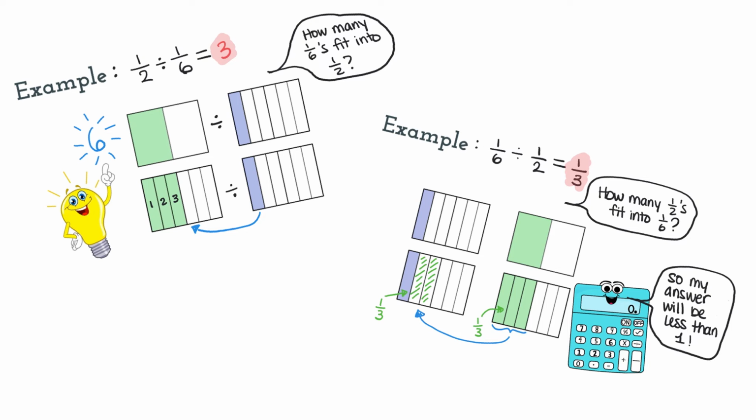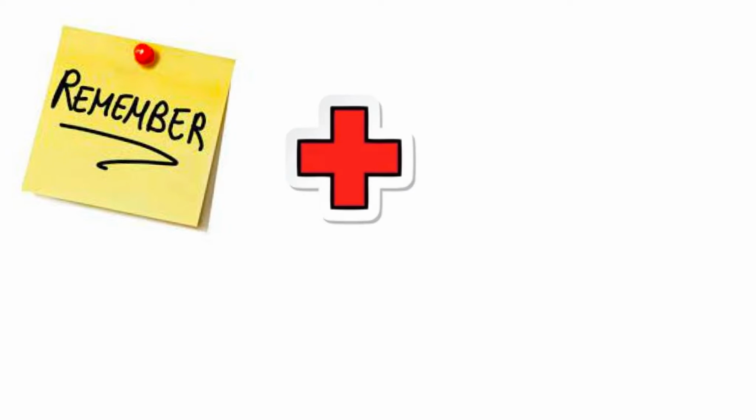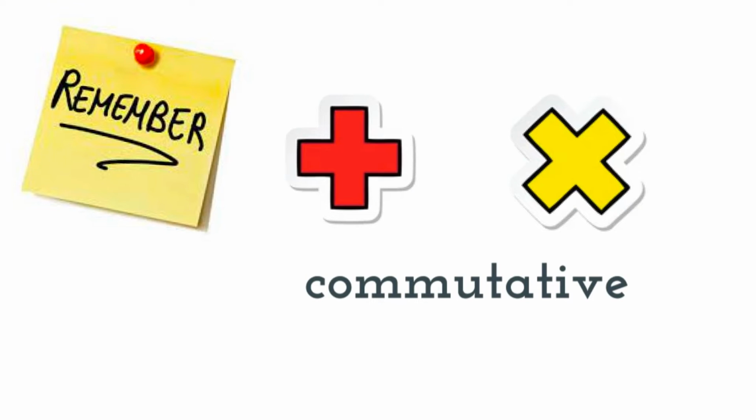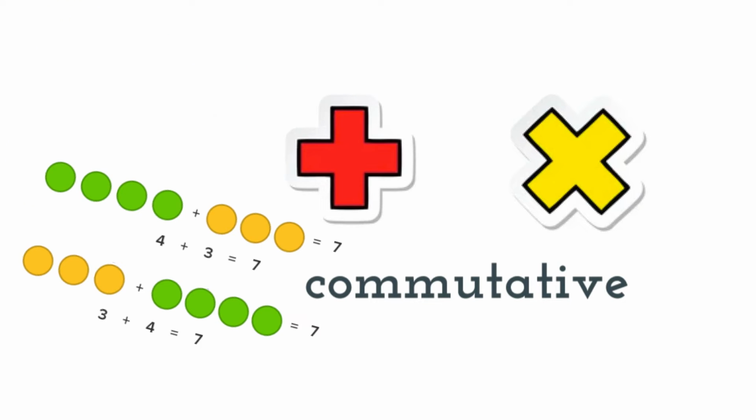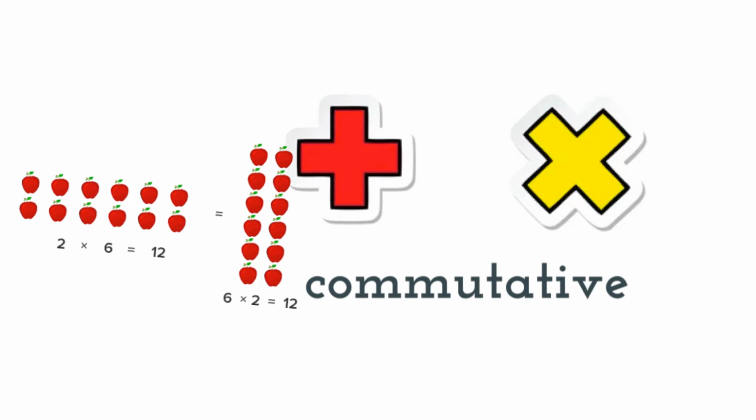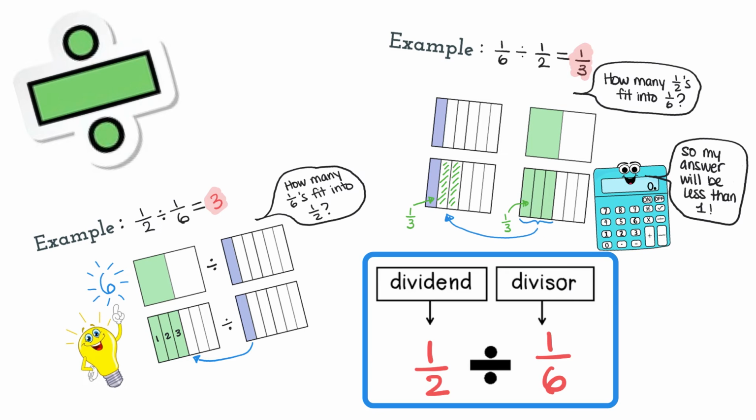Let's take a moment to look at the two examples we've just completed. Both problems were division problems with 1/2 and 1/6. But did we get the same answer? That's right, we didn't. So remember, unlike addition and multiplication where it was commutative, where the order of the numbers didn't matter, for example, in the pictures, where 3 plus 4 or 4 plus 3 both gave us 7, or in multiplication where 2 times 6 or 6 times 2 both give us 12, division is not commutative, and so the order of the dividend and the divisor do matter.